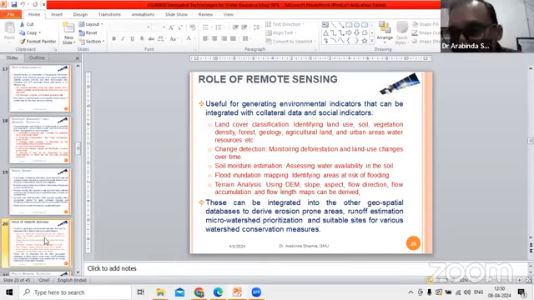And suppose you want to know the topography of the region, the height. Otherwise, we have topographic maps. We have to follow topographic maps, draw contour lines, and so on. But nowadays we are using the digital elevation model. Instead of contour lines, we are using digital elevation models.